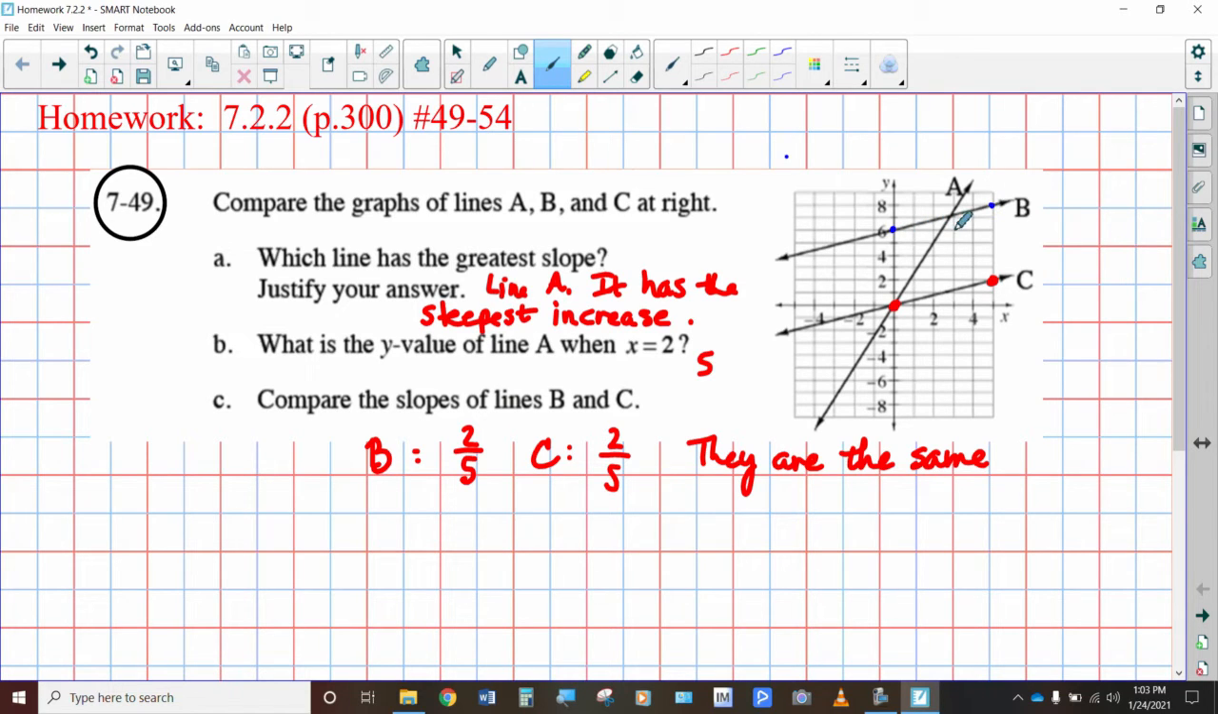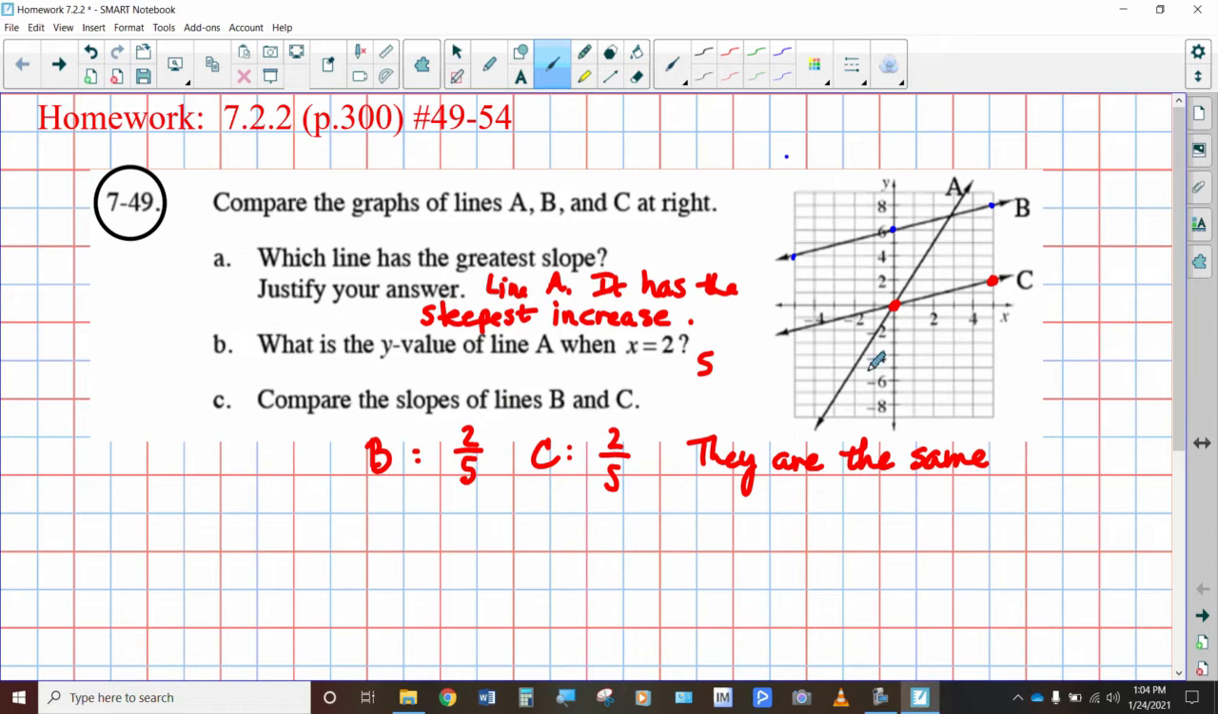So you go 1, 2, 3, 4, 5 to the right and 2 up. Let's check if we go down 2 and then 1, 2, 3, 4, 5. Yeah, that's it. So B has a rise of 2, a vertical increase of 2, and a horizontal change of 5. So that would be 2/5. C is the same thing. You go 1, 2, 3, 4, 5 to the left and 2 up, or 2 down and 5 to the left here. They both have the exact same slope ratio.